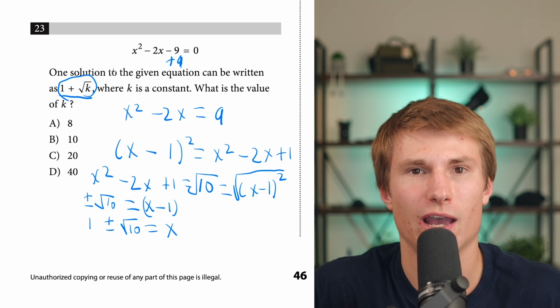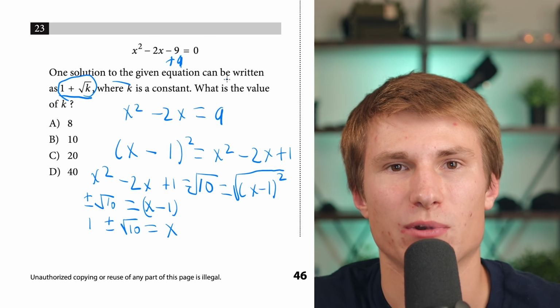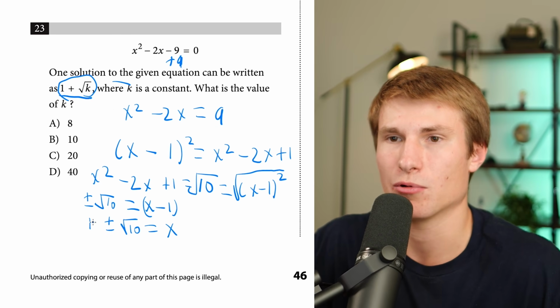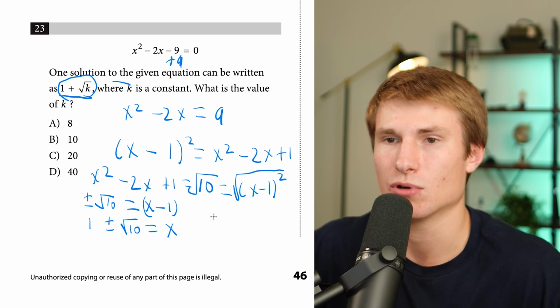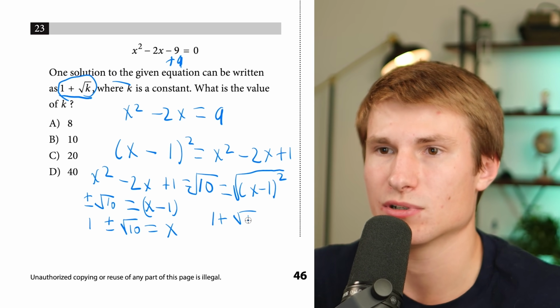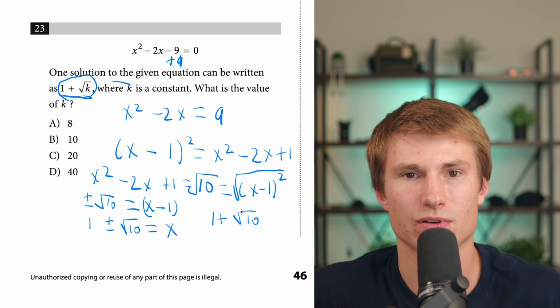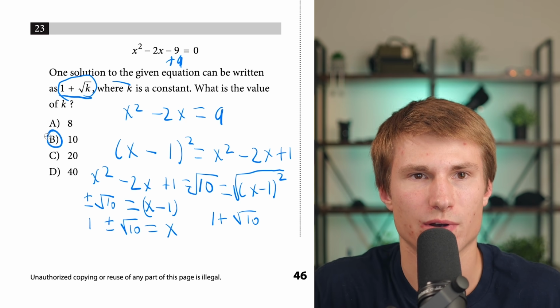Now if we look at the format for the solutions, we need to be writing it as 1 plus root k. Well, we see that one of our solutions here would be 1 plus root 10. So we know our answer for the value of k is 10. So our answer there would be B.